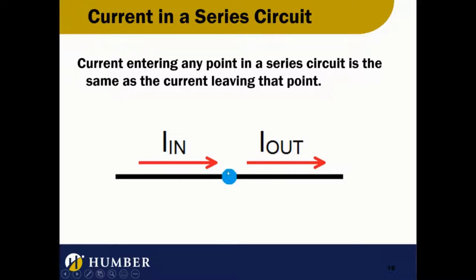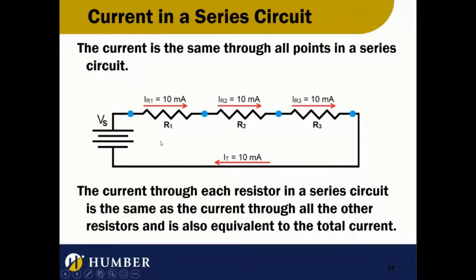The current going into a node is the same current leaving a node in a series circuit. Guess what? It's not true in a parallel circuit. We'll talk about that next week. So bear with me here. The current going into a point, or what we call a node, is the same as the current leaving. And also, the current going through all of these resistors is the same.